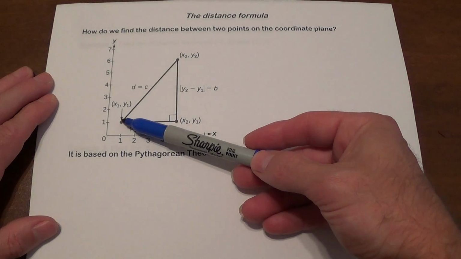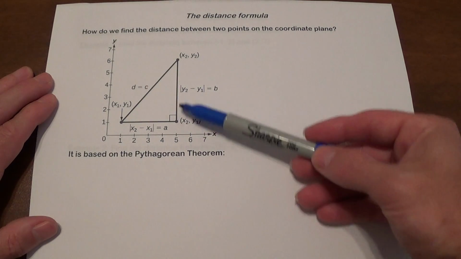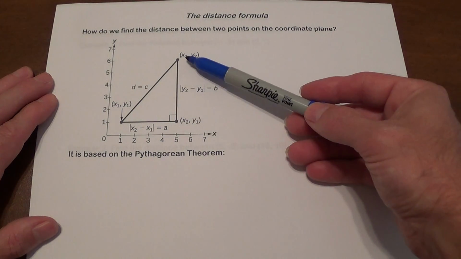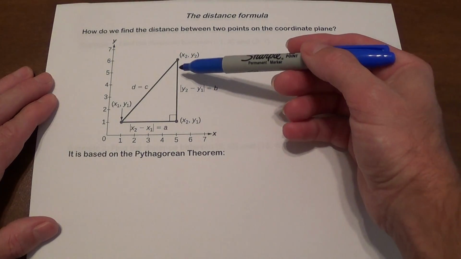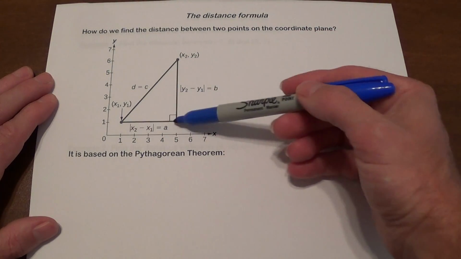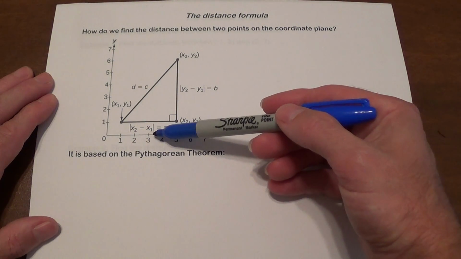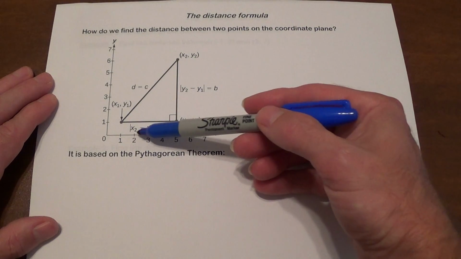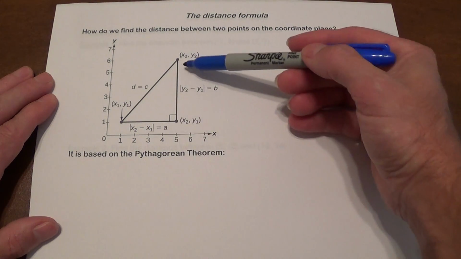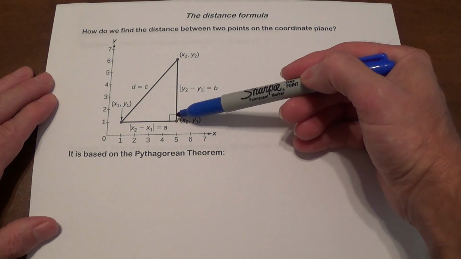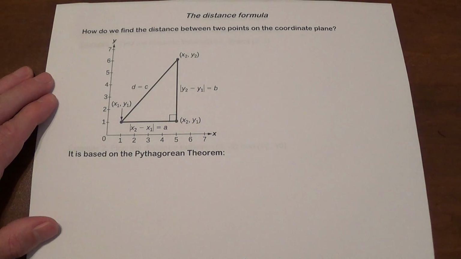So if we have 2 points x1, y1 and x2, y2, we can form a right triangle by connecting them in this way. It doesn't really matter where the 2 points are located with respect to each other. The important thing here is that the horizontal distance between the 2 points will be determined by the difference between the x-coordinates, which we'll take with the absolute value, because if we don't know which one is bigger, we want to make sure we get a positive value. And vertically, this distance is going to be determined by the difference between the y-coordinates.